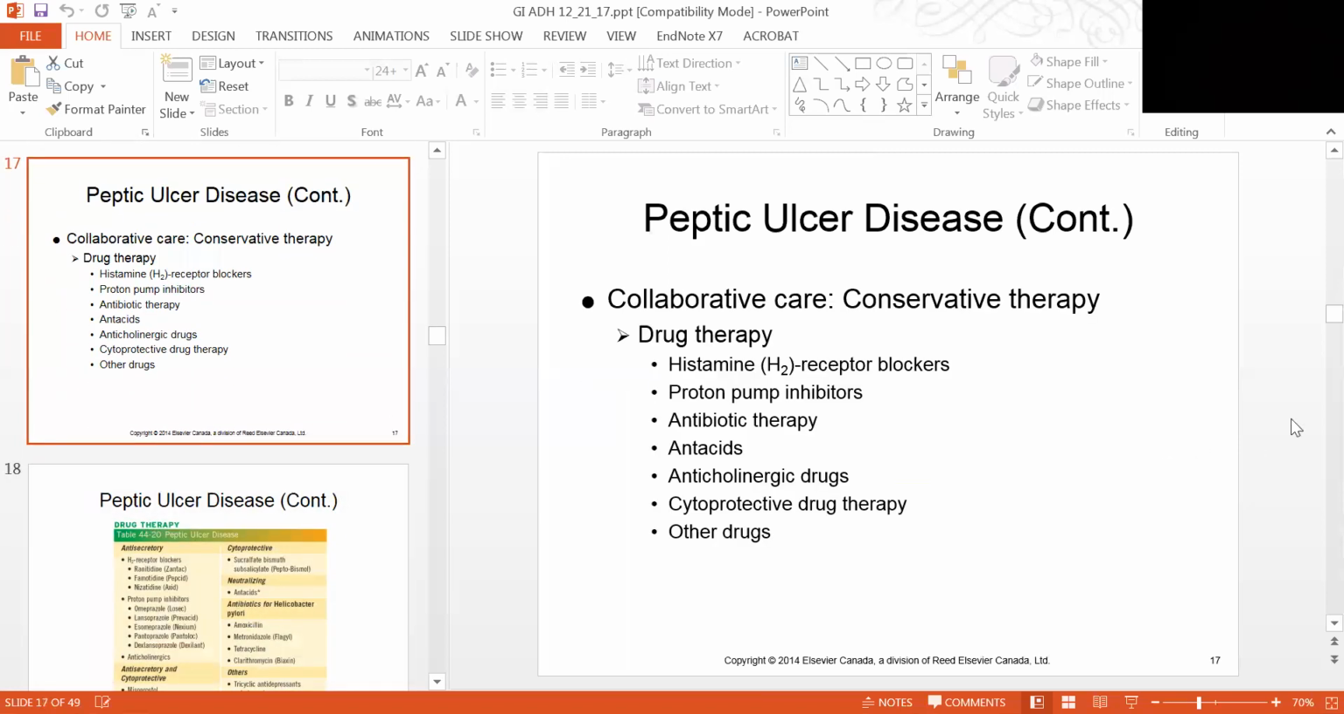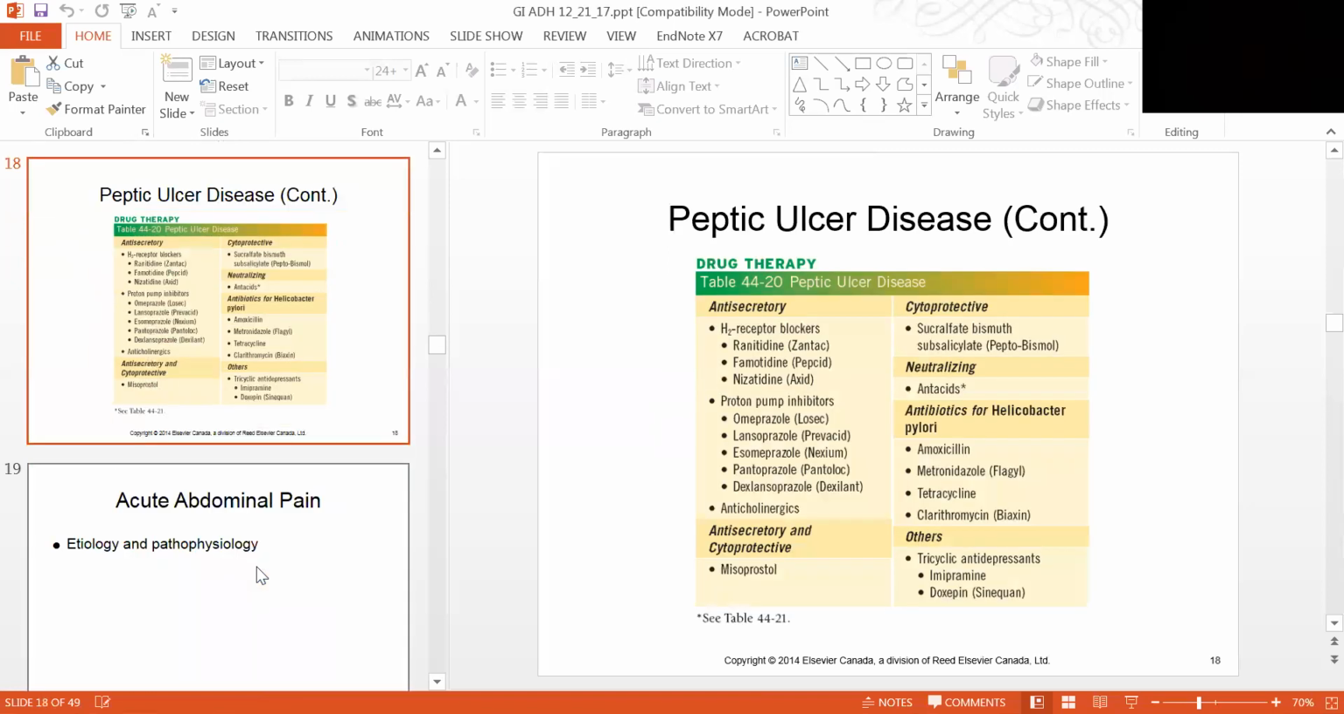We've talked about the collaborative therapy, which is really conservative or symptomatic. We've talked about all of the different medications that you will give to the patient with peptic ulcer disease, and those are all given very commonly. These again are the medications.